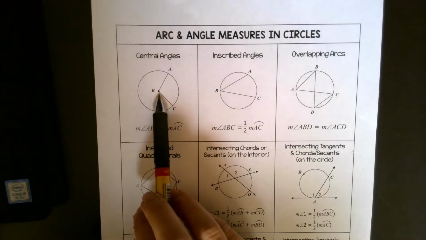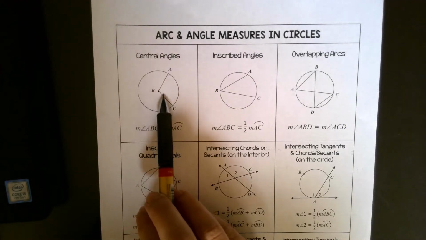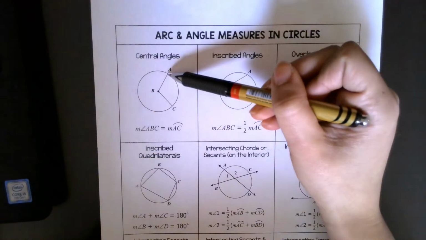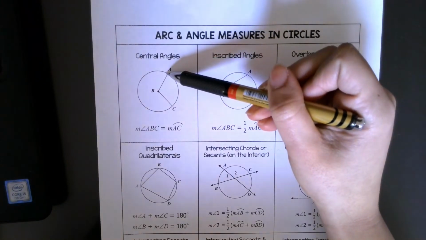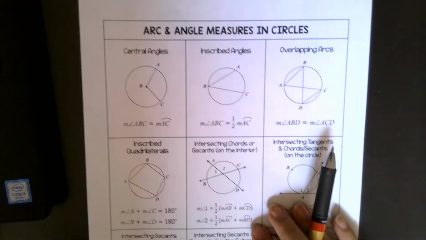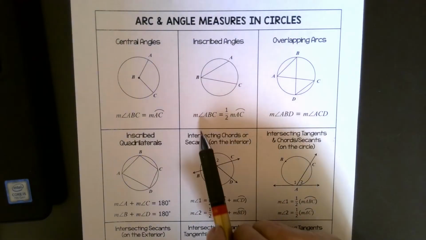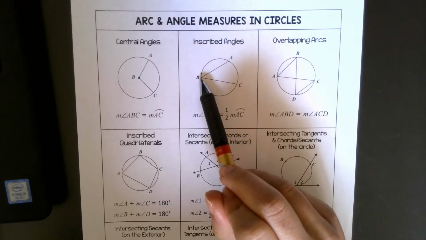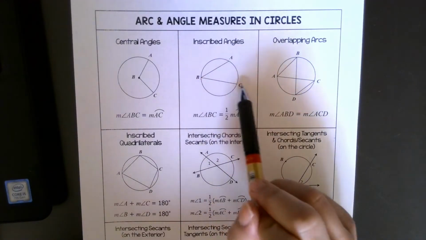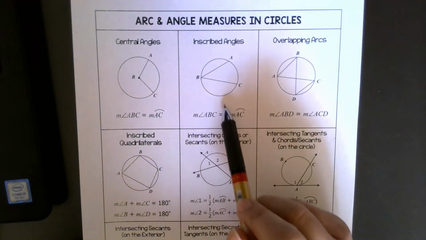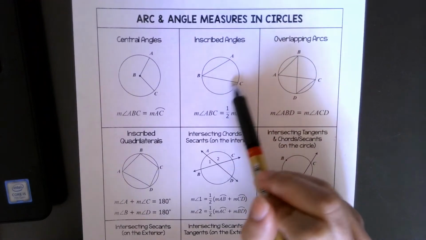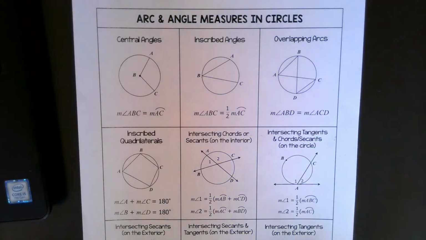Central angle, remember the vertex is at the center. To get this angle, the measure of angle ABC, it's equal to its intercepted arc. So whatever this arc AC is, this angle is equivalent to it. Now we're going to talk about inscribed angles. Your inscribed angle's vertex is on the circumference of the circle. So the measure of angle ABC, this angle right here, is going to be half of its intercepted arc. In other words, whatever the arc is divided by 2, that's how you find your inscribed angle.